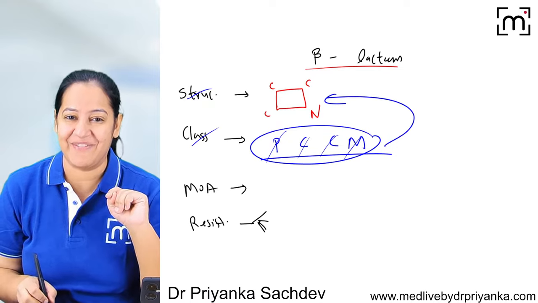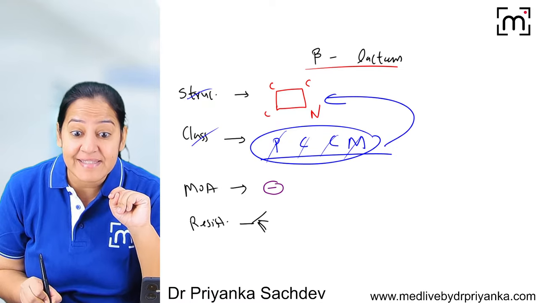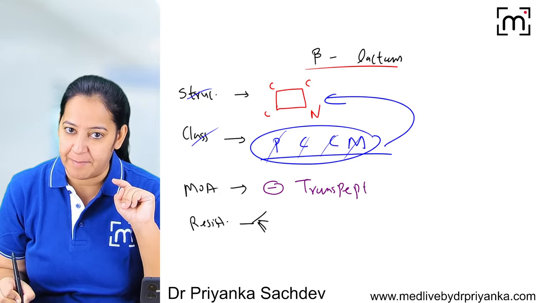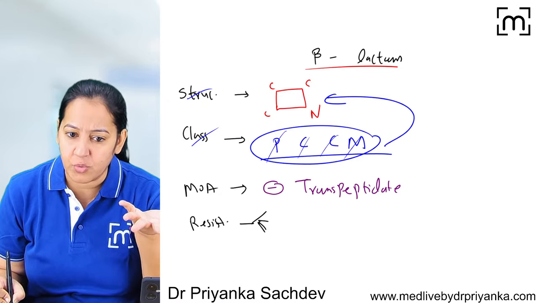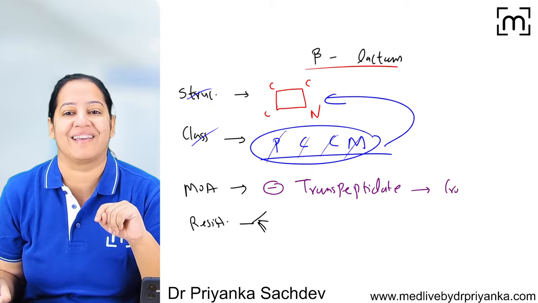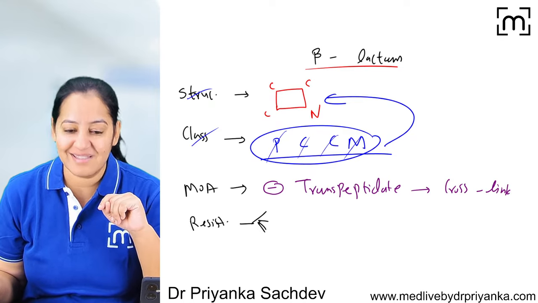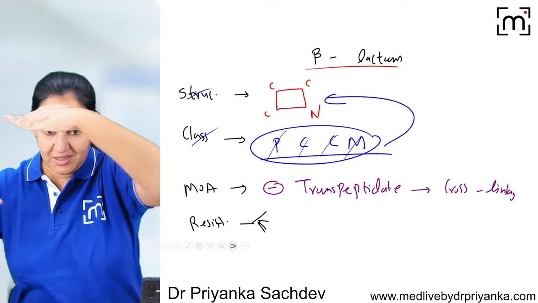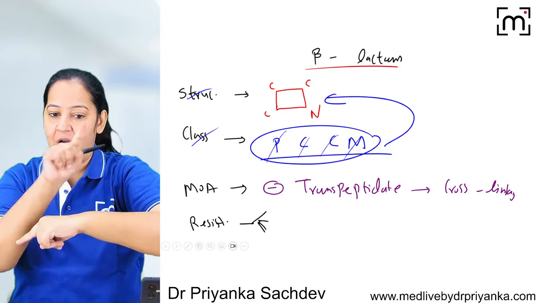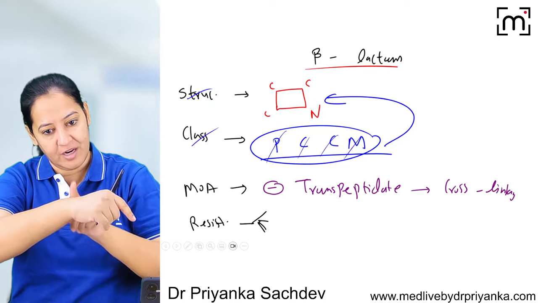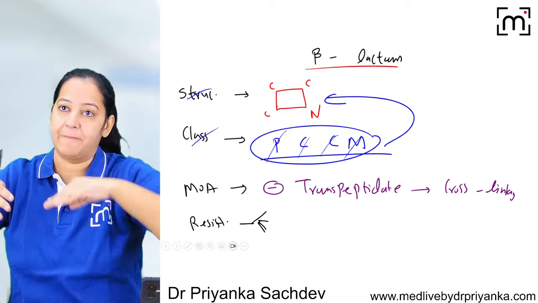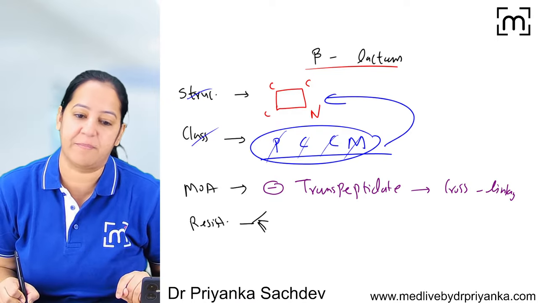I told you the mechanism of action. They all inhibit an enzyme. The name of the enzyme is transpeptidase. You say, ma'am, what does this enzyme do? Normally, this enzyme is required for cross-linking in the cell wall. So this is one chain, this is another chain. This is alternate NAM, this is also alternate NAM. So the NAM of this chain and the NAM of this chain are connected with each other. That is cross-linking, and for that transpeptidase is required.